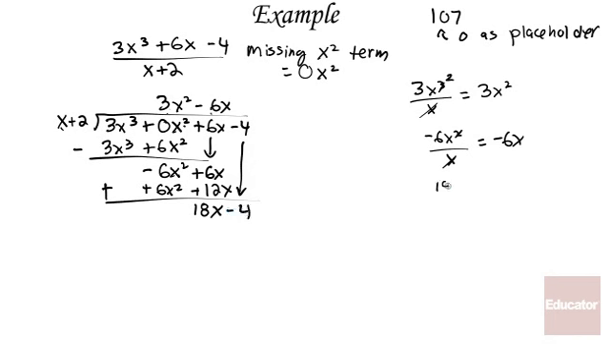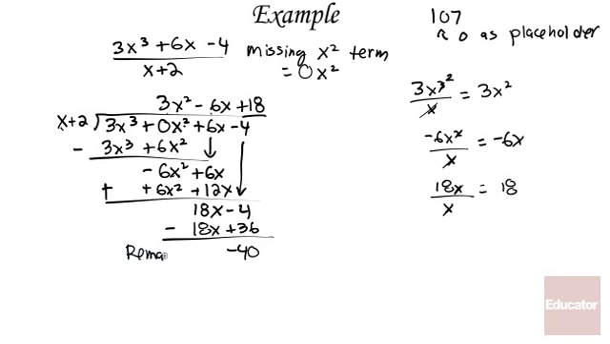Okay, x goes into 18x 18 times. So up here, I'm going to have an 18. 18 times x is 18x. 18 times 2 is 36. Now I subtract. 18x minus 18x, that cancels. This negative applies to here as well. So I have negative 4 minus 36 to get negative 40. So the remainder equals negative 40. And so my answer is 3x squared minus 6x plus 18 with the remainder of negative 40.